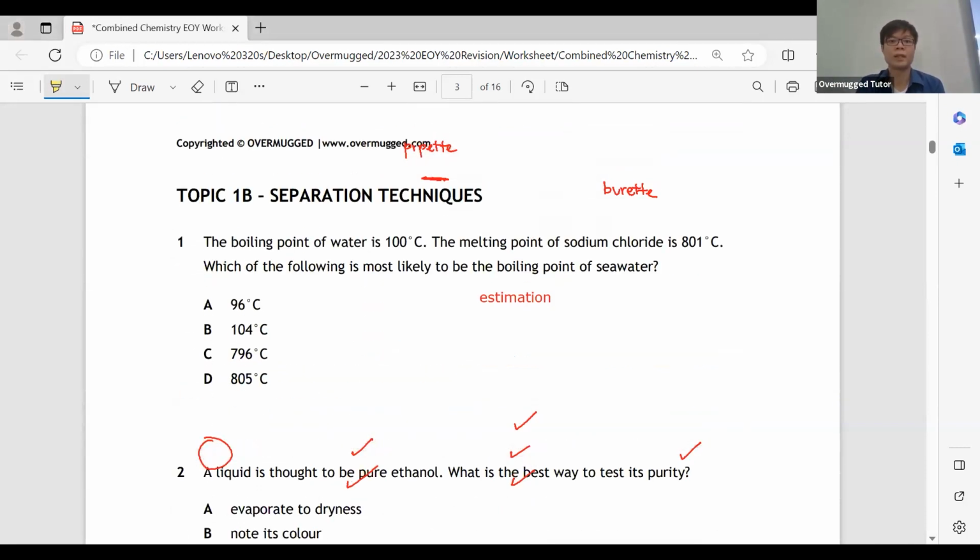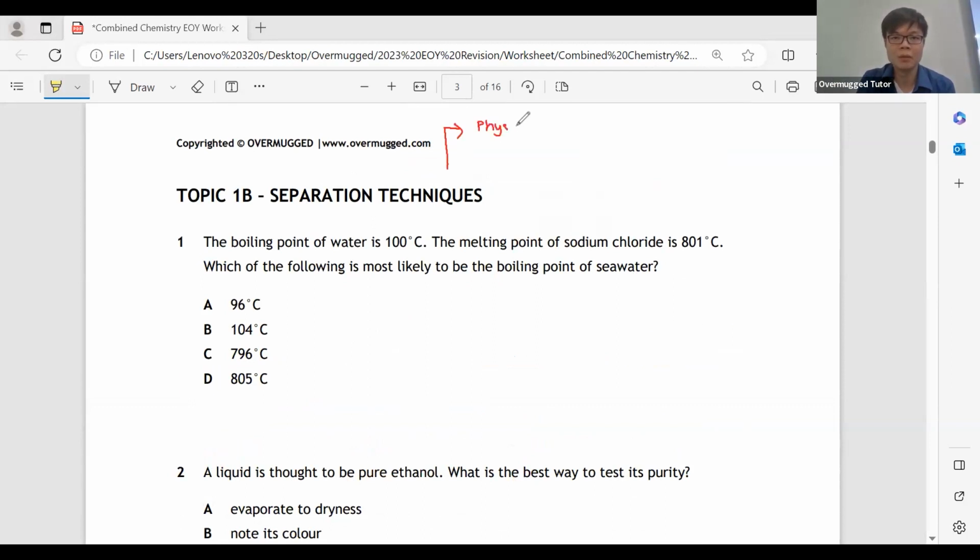Then now we go to the second part, separation techniques. So these separation techniques, they are physical methods. When do you use physical methods to separate components in a mixture? Let's go through a brief overview first. So what are some physical methods that you all learn or are expected to know?